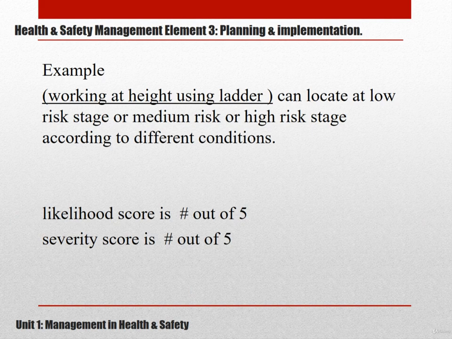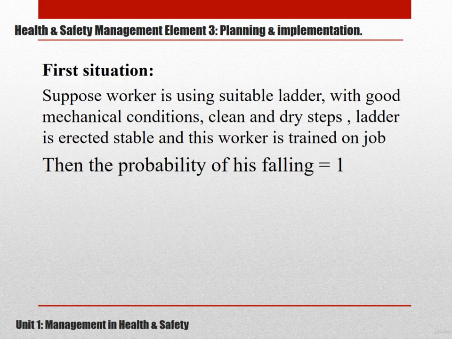Here we have a worker working at height using a ladder. Let's see how the risk can be located at the low stage, the medium stage, or the high risk stage according to different conditions. According to these conditions, we can give the likelihood a score out of 5: 1, 2, 3, 4, or 5. Also the severity, we can give it a score of 1, 2, 3, 4, or 5. So let's see the first condition.